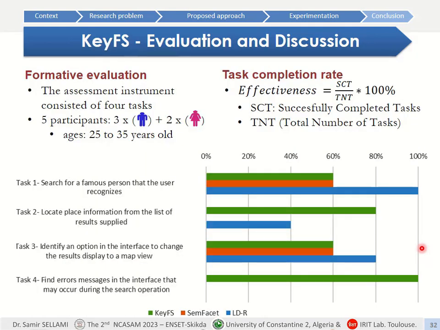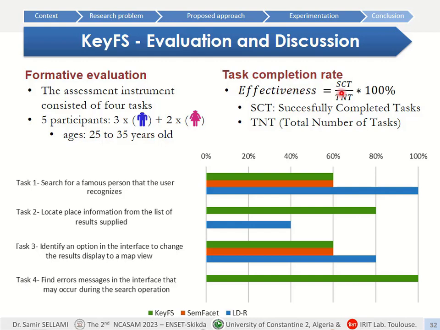For the KFS interface, we conducted a formative evaluation to assess its usability. The evaluation instrument consists of 4 tasks, for example, to find information about a famous person that the participant knows. We selected 5 participants with average experience in software development, 3 males and 2 females between the ages of 25 and 35 years old. Then we calculated the task completion rate using the following mathematical formula.